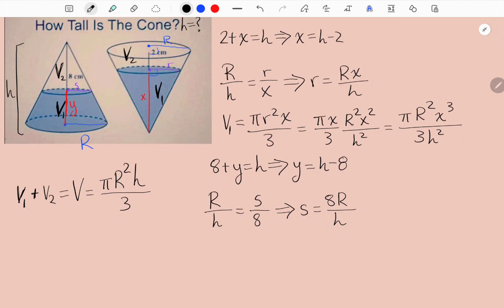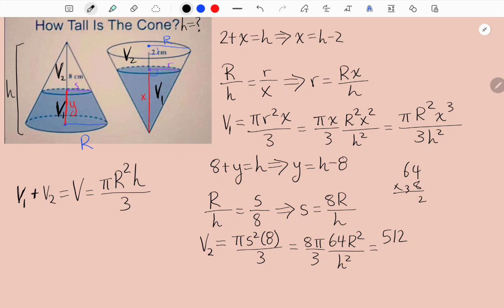So then we have that volume 2 is again a cone, so pi times the radius of this cone, s, squared, and then the height is 8, so times 8 divided by 3, and that is equal to 8 pi over 3, and then s squared means I square all of this, which is 64 r squared divided by h squared, which equals, well, 64 times 8 is going to be 512.